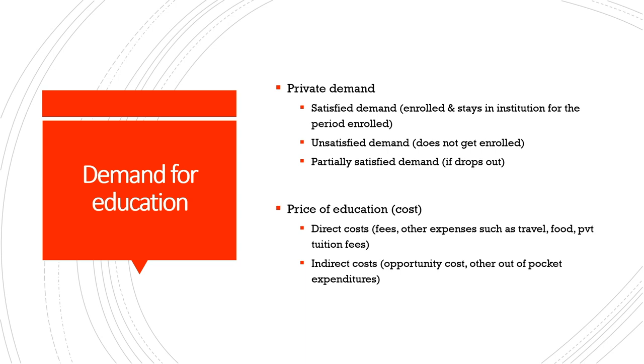Or there can be unsatisfied demand, in the sense that one demands education, one wants to be in the education process, but for various reasons is not able to enroll himself or herself in educational institutions. That could be because of income considerations, or it could be because of non-availability of schools and educational institutions in the vicinity of the neighborhood in which the person is staying. Or there can also be partially satisfied demand. For example, one gets enrolled in an educational institution, but for various reasons drops out.